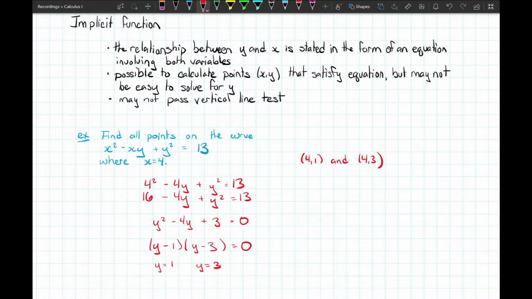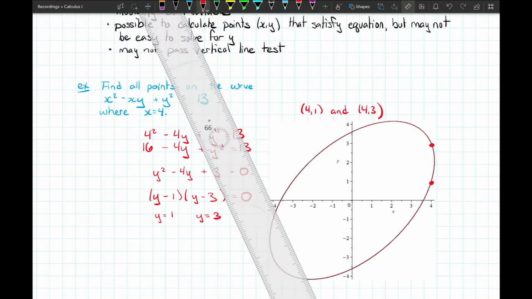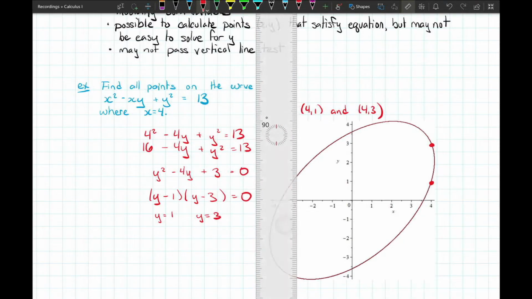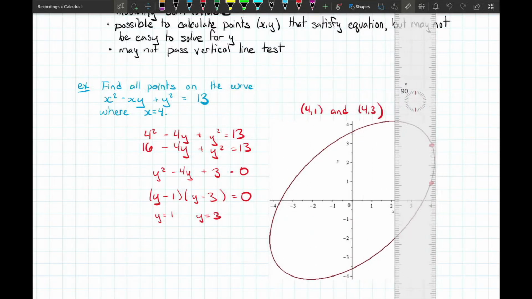If you were to continue this, or if you want to grab software and plot this, you should find that this gives us the shape of an ellipse centered at the origin but rotated. We can take a look at that graph here. Here's what that graph looks like when plotted in Maple. You can see the point (4, 1) and the point (4, 3) directly above each other, so it doesn't pass the vertical line test because of those two points. You can see there are many other places where it doesn't pass the vertical line test.